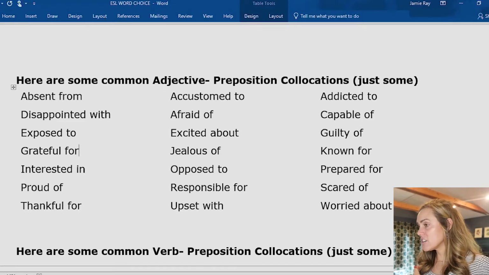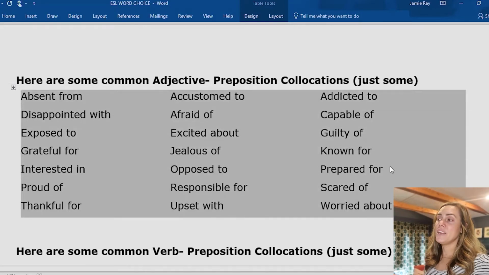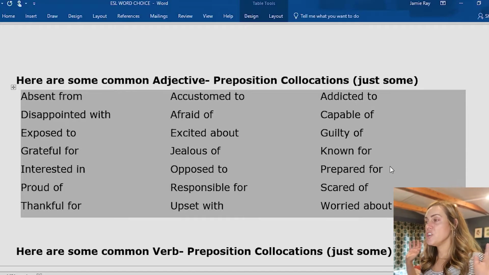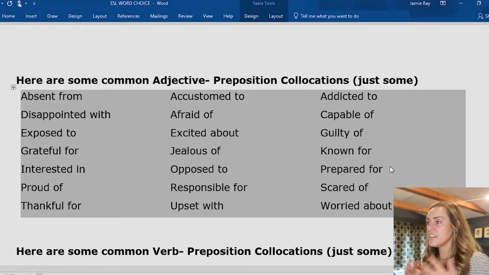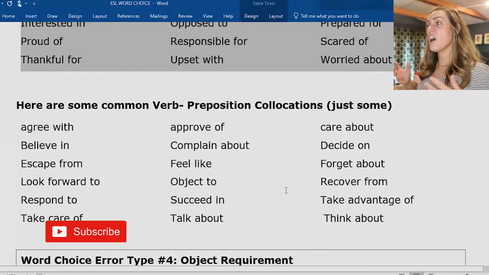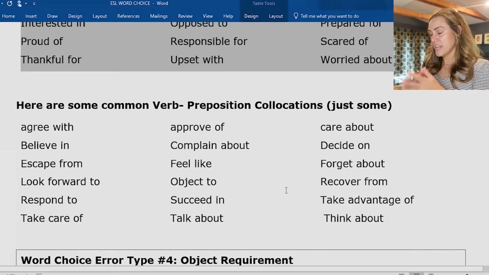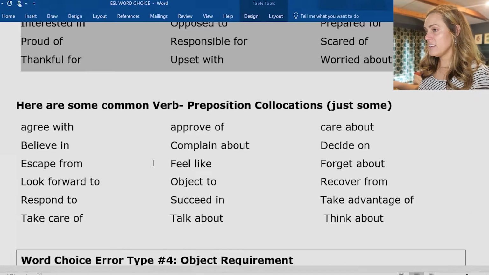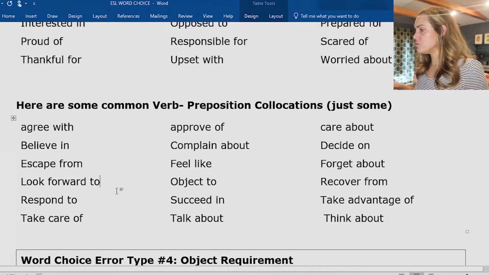So this is a good list to know and be aware of, but if you're reading and you're speaking English, you're hearing these constructions, you're hearing these collocations, and with enough exposure, you will also get them, but I want to draw your attention to these because they are very, very common. Another list that I think you should be aware of are the collocations with verbs and prepositions, like agree with, believe in, escape from, look forward to, respond to, take care of. These are some more common collocations that just help to know them.